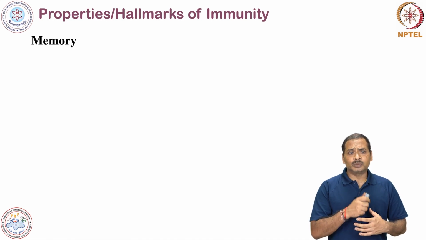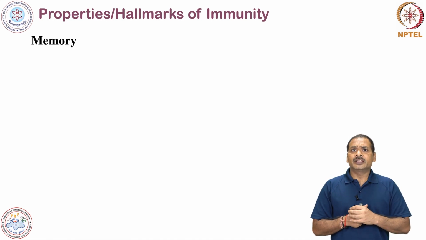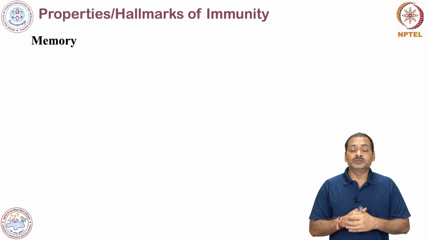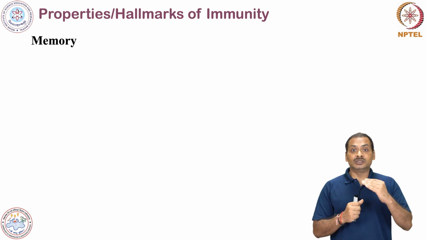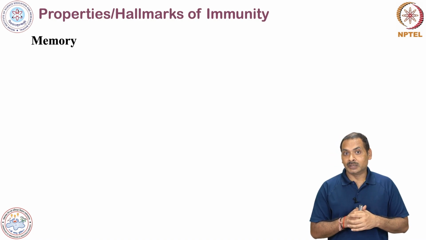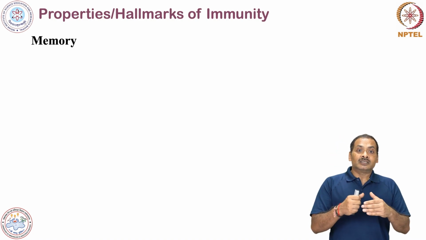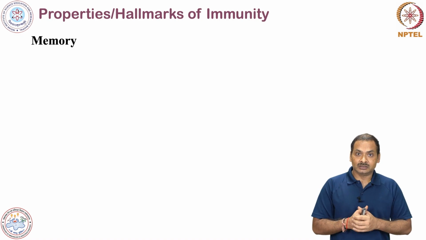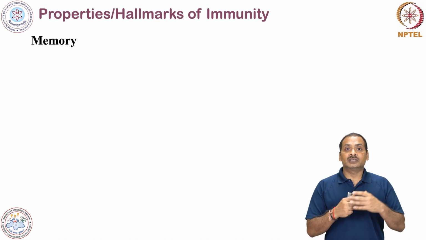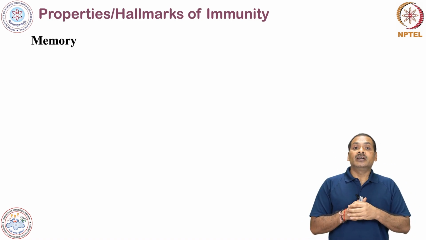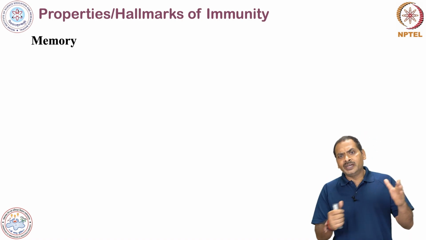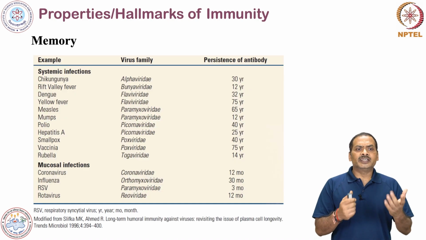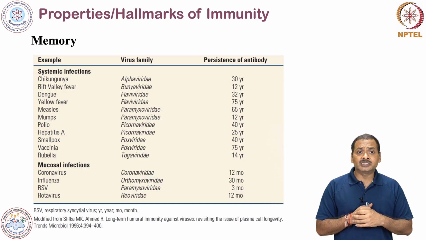Now I will talk about another property, or hallmark, of the immune system, that is memory. This memory is not like neurological memory, but it has similar features. Similar features means our immune system has a very wide range of memory for various pathogens. Here you can see this table.